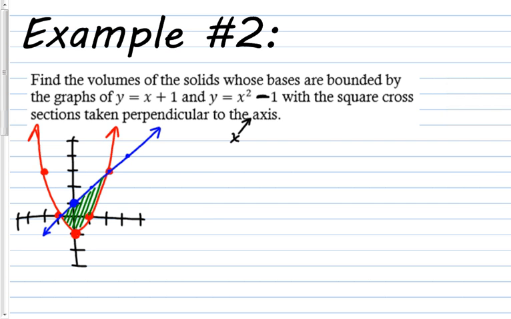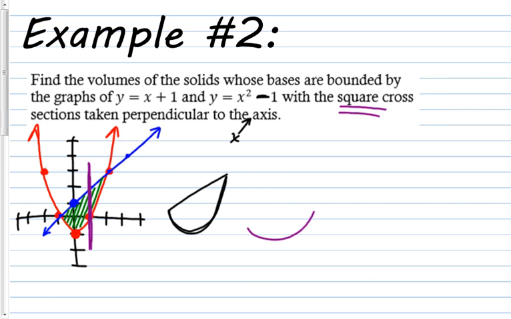Okay, so I have this solid, and this is the base of the solid. And if I were to take this solid and cut it perpendicularly to the x-axis, and perpendicular means it has to make 90 degrees with the x-axis, so I would be cutting it like this. If I were to make a slice right there, according to my problem, it would be a square cross-section.